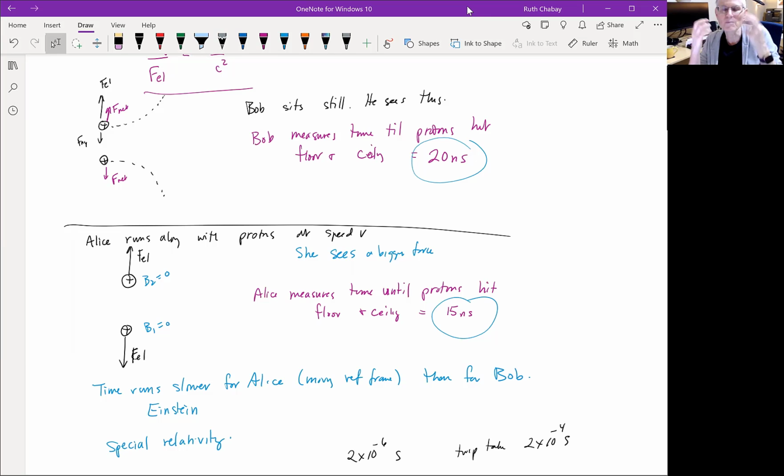So the effect of big masses on time and space is the thing that general relativity deals with. Okay, thank you. Yeah.